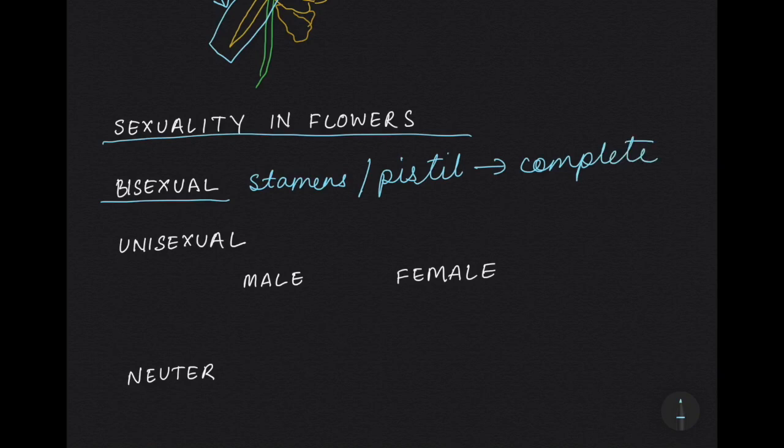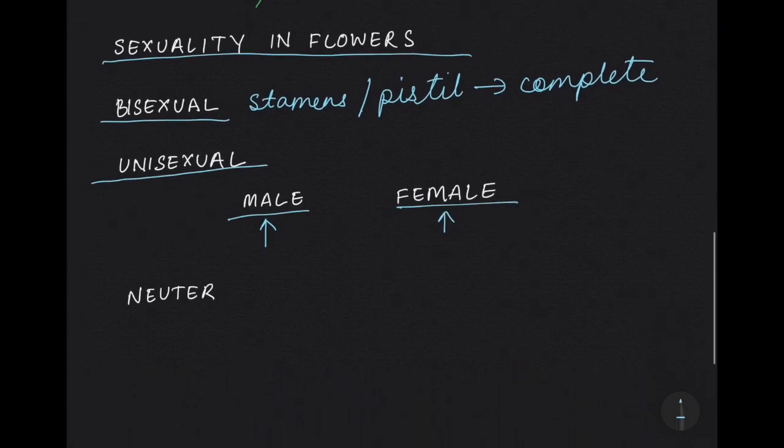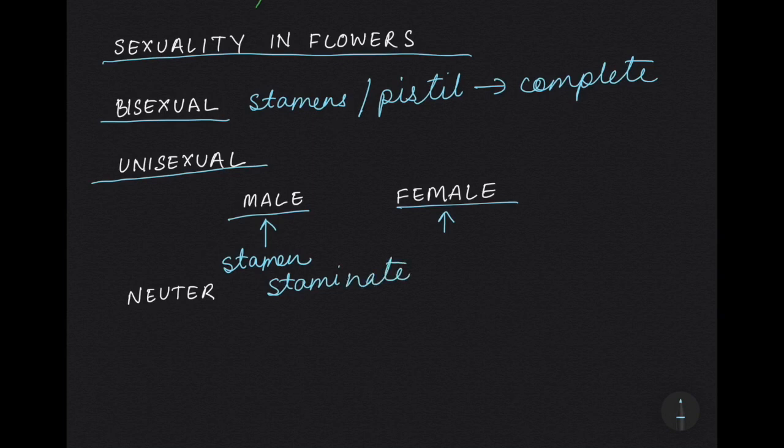Or in some cases, the flower may be unisexual. Unisexual means it may be a male flower or a female flower. In a male flower, what is missing? The female part, that is pistil, is missing. And in a female flower, what is missing? The male part, that is stamen, is missing. That means the male flower will have only stamen. It is called a staminate flower. That means this is a male flower. And female will have only pistil. So it is a female flower and it is also known as pistillate flower.